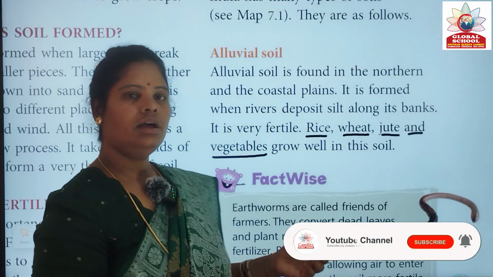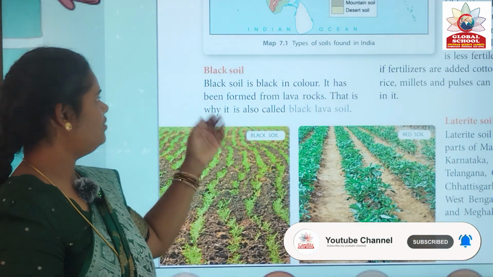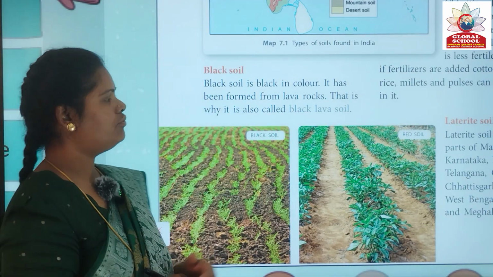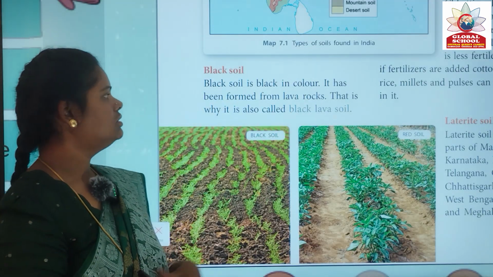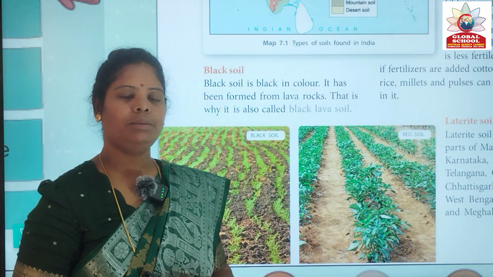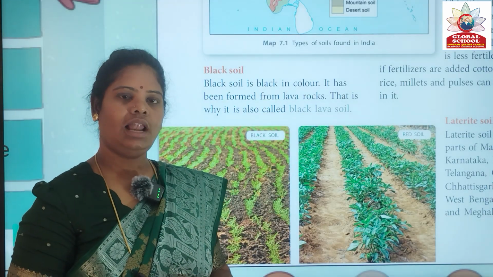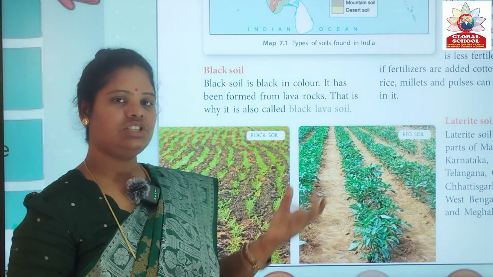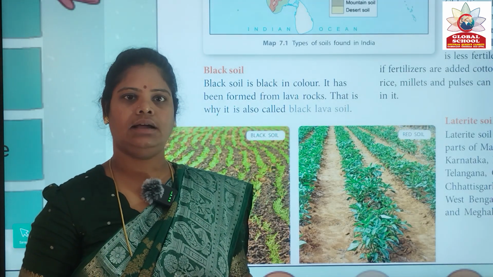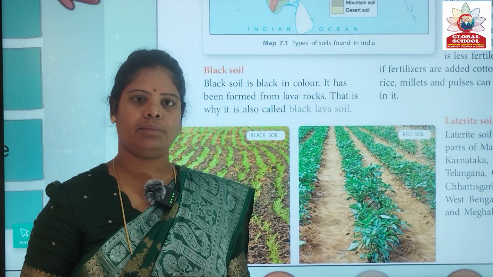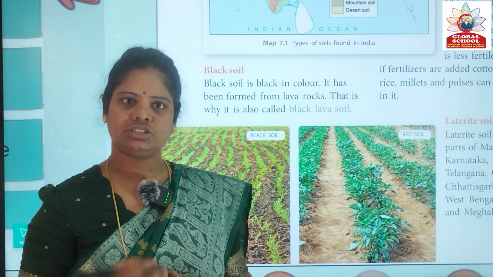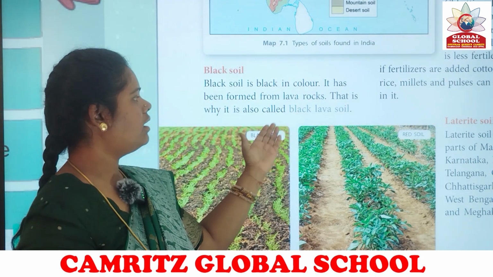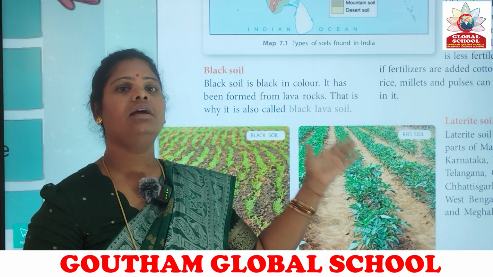We'll learn about the next type of soil. The next soil we are going to learn about is black soil. The black soil is black in color and it has been formed from lava rocks. That is why we call it lava soil. Lava is nothing but molten magma. The rocks which are formed due to the lava are black in color. When they break down into small fragments, they turn into silt. This type of silt we call black soil. That's why it is also named black lava soil, because it is formed from lava rocks.